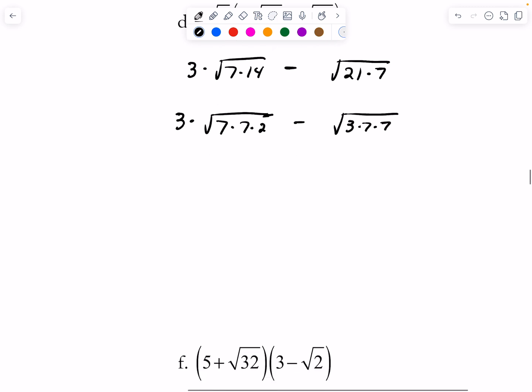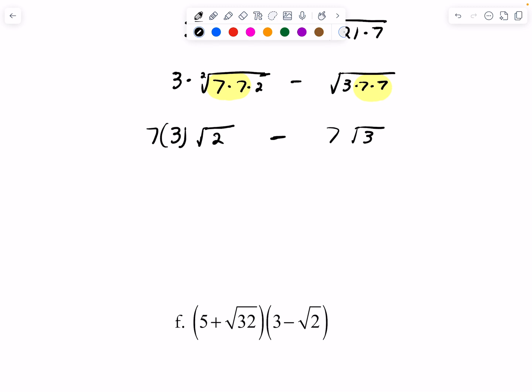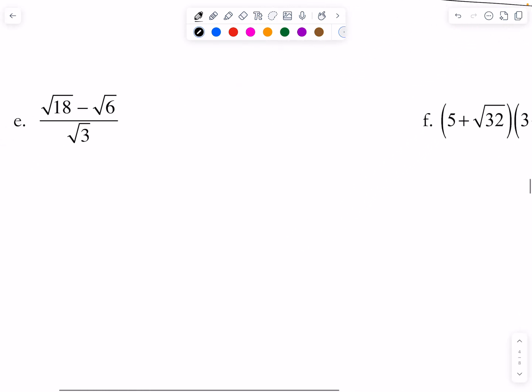So now what you hopefully learned in Algebra 1 is that if you have 2 inside, when your index is 2, that brings out on the outside 1. So 3 times 7 times the square root of 2 minus, same thing here, 2 on the inside. So 7 times the square root of 3. Multiplying the 3 and the 7 gives you 21 times the square root of 2 minus 7 times the square root of 3. And that's as far as you can go because your radicands, the numbers inside the radical, are not the same.